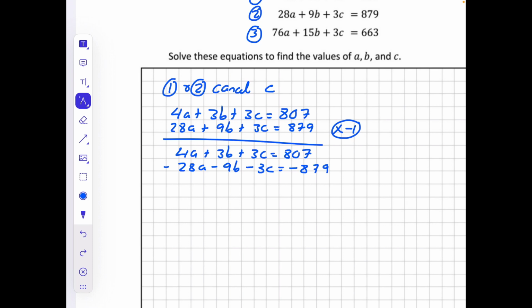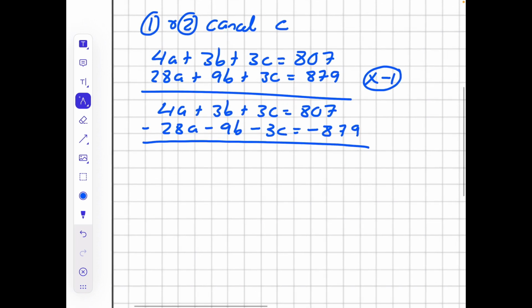Now, other than recognising that this was just a normal simultaneous equation, the second difficulty is the size of the numbers. Now, you have calculators. It shouldn't really be a reason to make a mistake, but slips are a little bit more likely. So we have 4A minus 28A, that's going to be minus 24A. 3B minus 9B, that'll be minus 6B. Cancel the C's, is equal to 807 minus 879 will be minus 72.